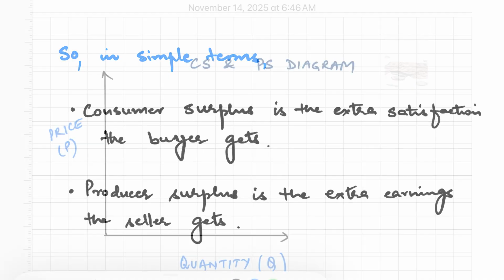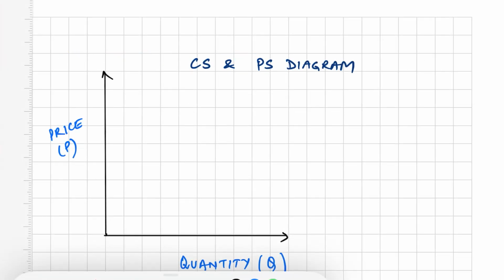Now, let's see what they look like on a market diagram. This is one of the most important diagrams to master for exams. We will draw it slowly and neatly and see exactly where consumer surplus and producer surplus are on the graph. I have taken price on the vertical axis and quantity on the horizontal axis. Let's draw first our demand curve.